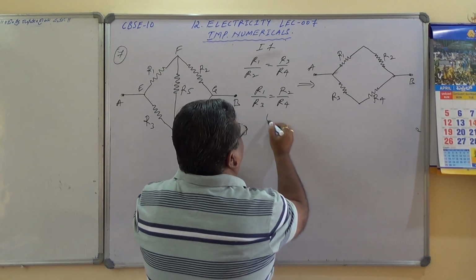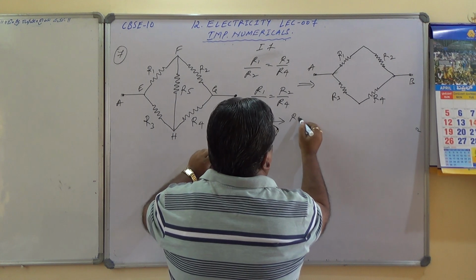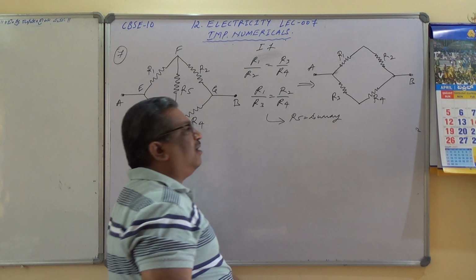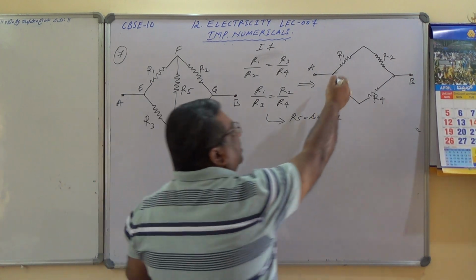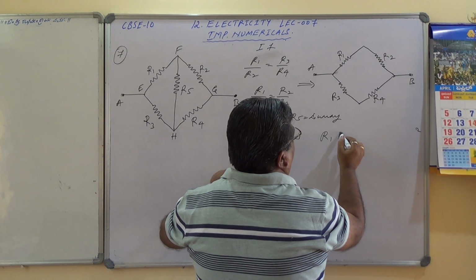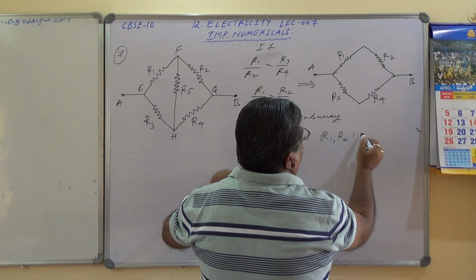Important, what is the meaning here? R5 equals dummy. It is as good as not connected at all. In this case, this is simple to work out. Therefore, R1 and R2 are in series.